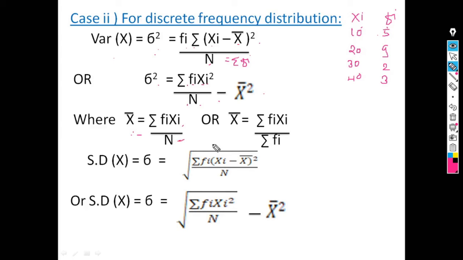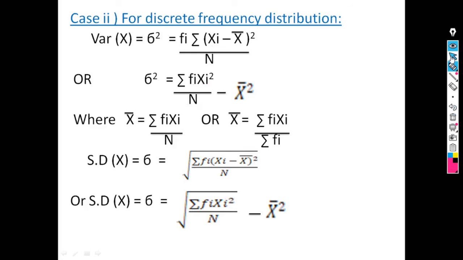Capital N means summation of fi. The formula for standard deviation is just the positive square root of variance, that is, the square root of summation of fi into (xi minus x bar) square divided by n, or sigma is equal to the square root of summation of fi xi square divided by n minus x bar square.